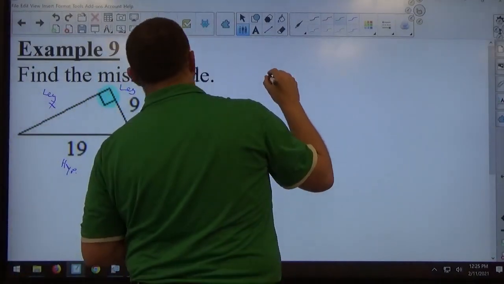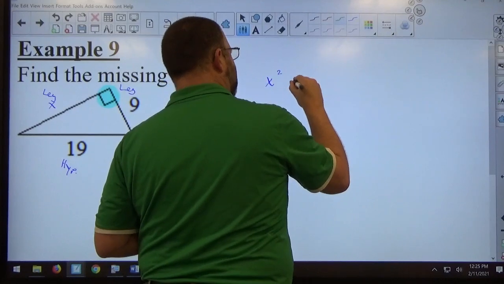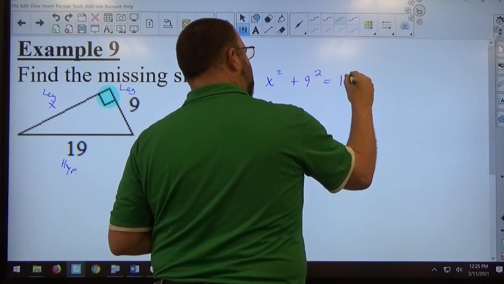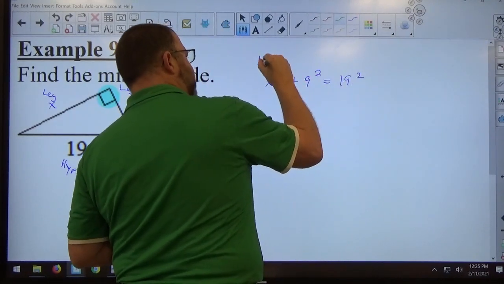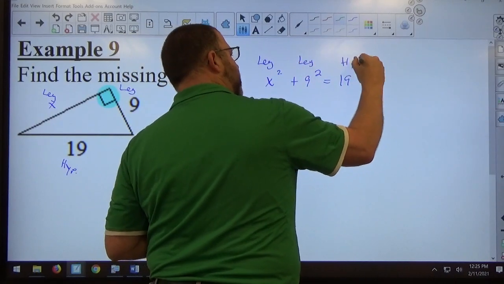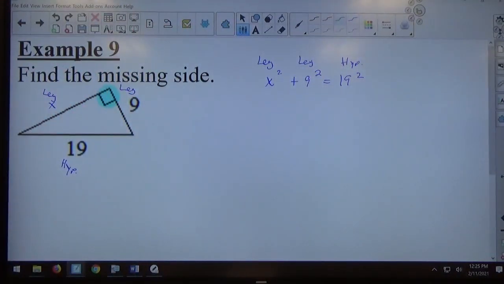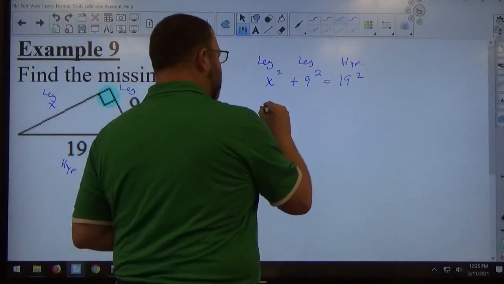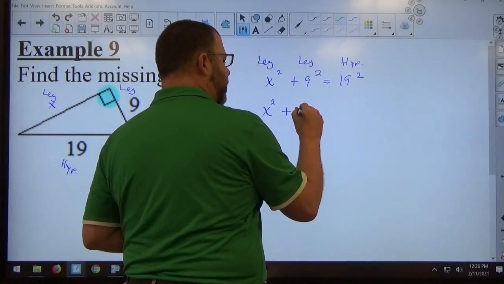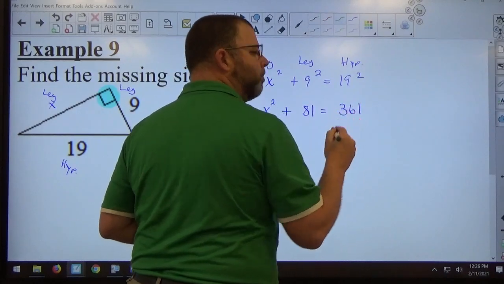So in this specific case, it's going to be x squared plus 9 squared equals 19 squared. Again, x is a leg, 9 is a leg, 19 is the hypotenuse. It's very important that everything knows where it belongs in the formula so that you do the algebra right to get the right answer. So we square everything we can. x squared we don't know yet. 9 squared is 81, and 19 squared is 361.